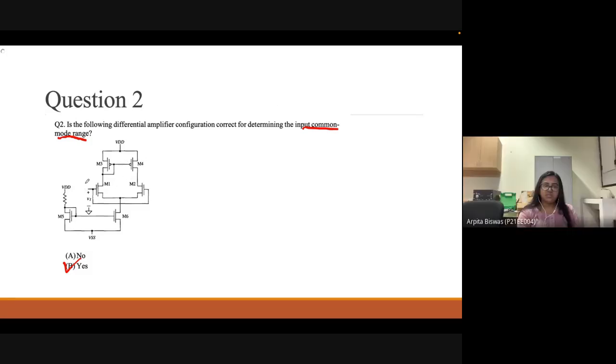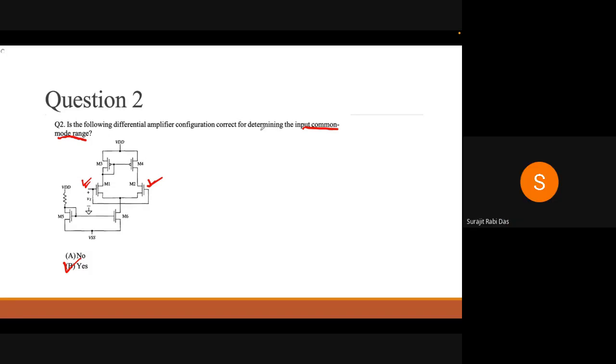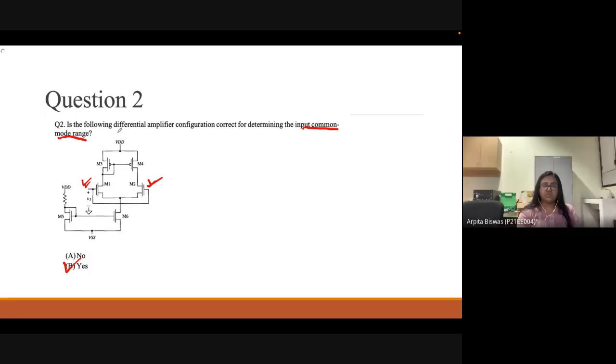You can see the same common voltage is given to the M1 and M2 transistors, no? So from this figure, you can also find out, yes, this is going to be used for determining the input common mode range. So this is a shortcut. Just see here, the same voltage is applied to both.